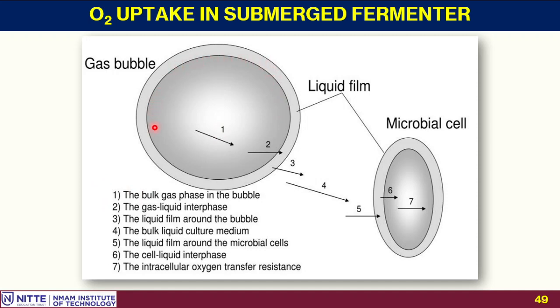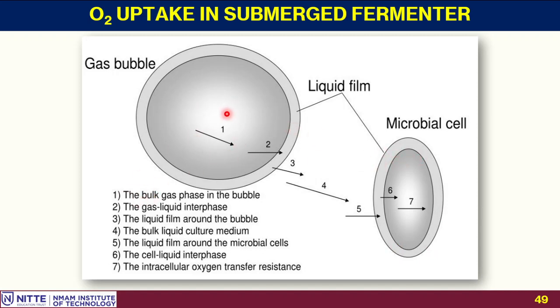You have the air bubble, the dark gray colored air bubble, and surrounding this there is a gray colored liquid film, because air is a gaseous molecule. Surrounding it there is the bulk liquid. So obviously a small thin film is produced outside the air bubble. And here the dark gray color is the microbial cell. It is a solid surface. Nearer to the solid surface there is a thin liquid film generated. So these are the two films that we will be considering.